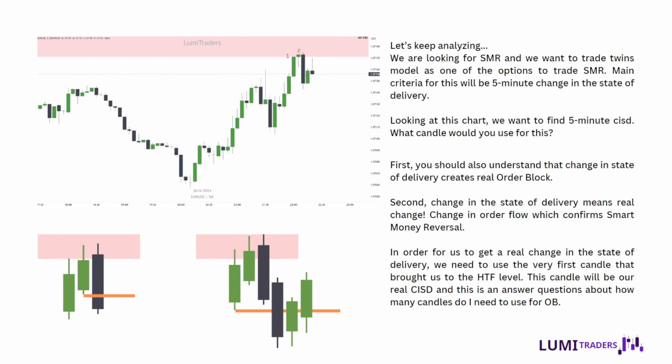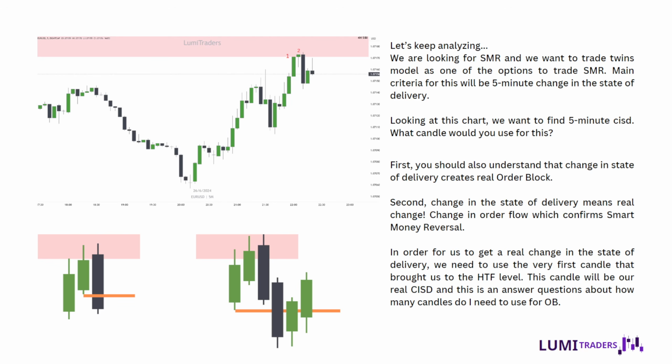Okay, let's keep analyzing right here. I will just switch to the 5-minute chart. We are looking for a smart money reversal and we want to trade the Twins model as one of the options to trade a smart money reversal. Once again, of course, you can trade based on our market maker model video. You can find low risk buy, low risk sell, first stage, second stage. Totally fine. But here's just another way.